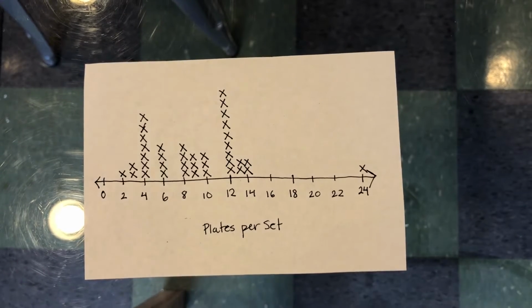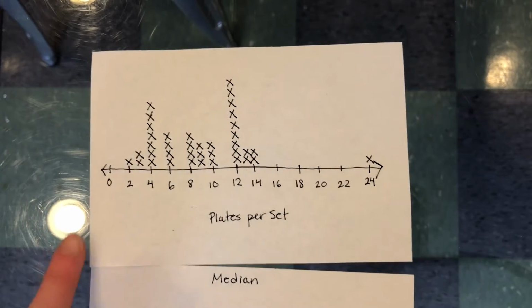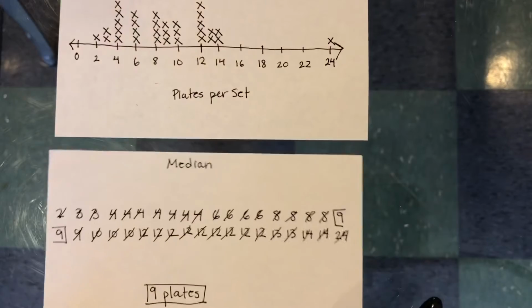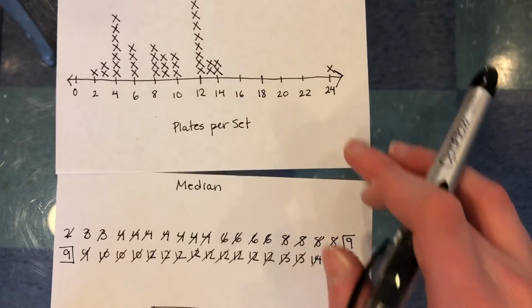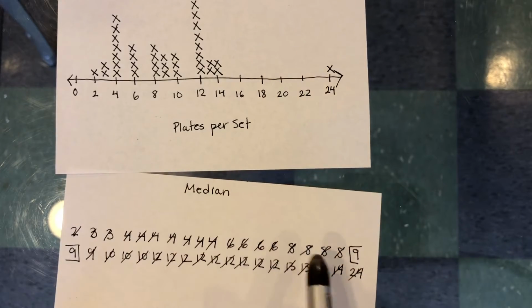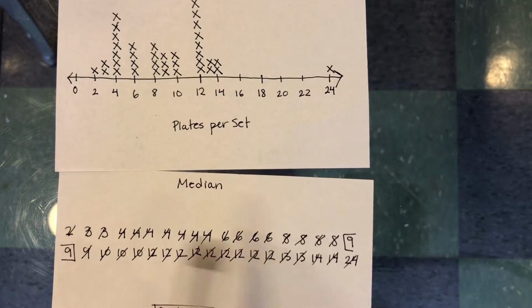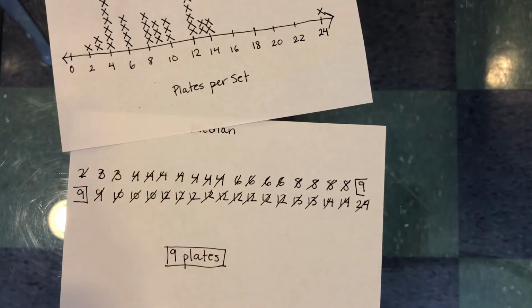Next up is median, and we're getting a little trickier here. I could have used the dot plot, but I decided to rewrite out all of my different data points, this time from smallest to largest. So you can see we start with 2 and go up to 24. And then I started crossing out, starting at each end. I crossed off 1 from each end, and I kept going like that until I had 2 in the middle here. So it's a 9 and a 9, which means that our median is going to be 9 plates.